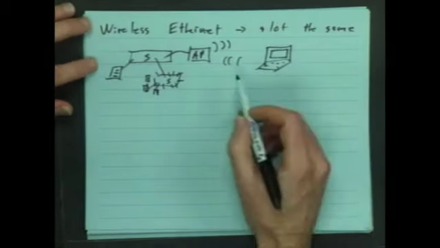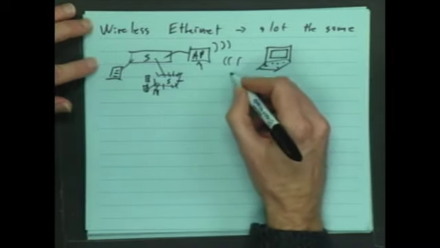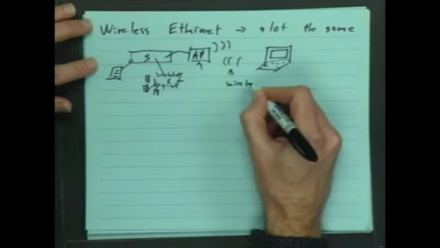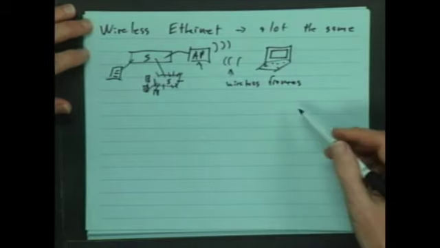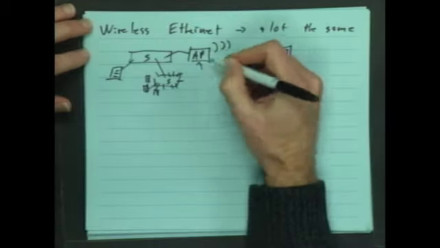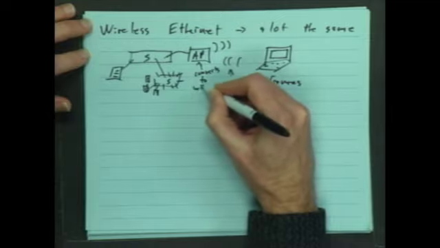So we can send and receive from the mobile stations, and basically all that happens here, out here there's wireless frames. They are slightly different. We're not going to get into the frame structure though. And this just converts to a wired frame.